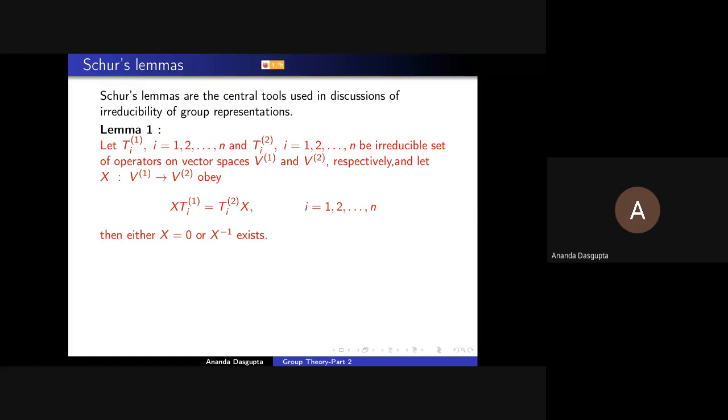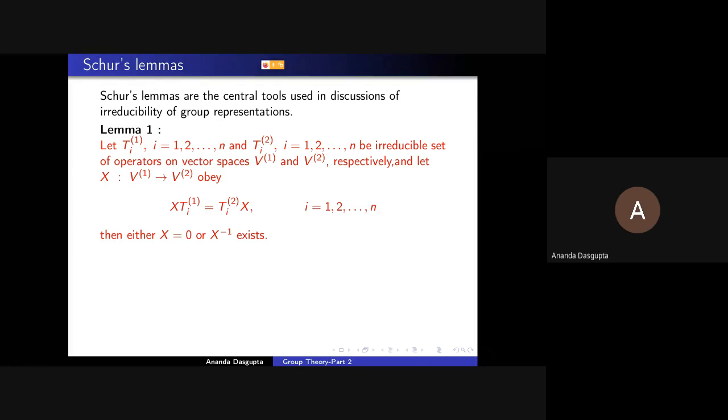The useful result is either X is 0. Of course, if X is 0, the null operator, then this is trivial. No matter what Ti1 does, when you apply X, you're going to get 0. Or Ti2, no matter what Ti2 is, if X is 0, you get the 0 vector in V2 and then Ti2 gives you 0. So if X is a null map, the map which maps every vector in V1 to the null vector in V2, then of course this is trivial.